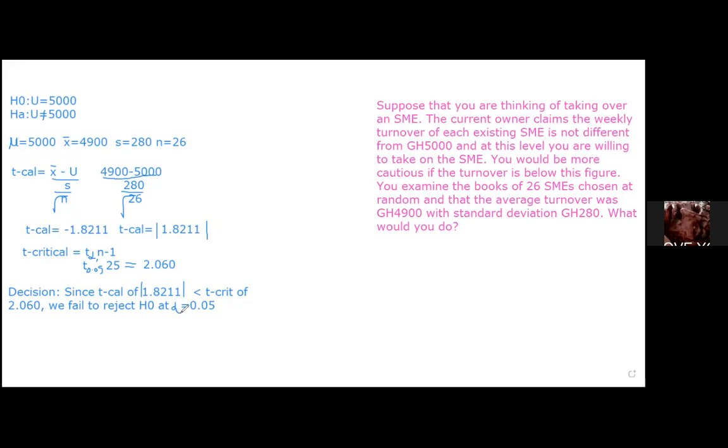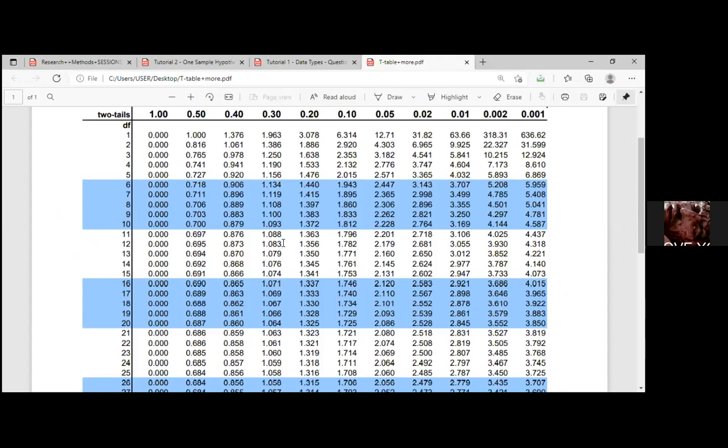Now, when you want to go with the p-value approach, you go and look for this 1.8211 from the table to identify the p-value. Go to the table and look for the calculated value, the one you calculated, the T cal. So 1.8211, you go and look for it from these numbers.